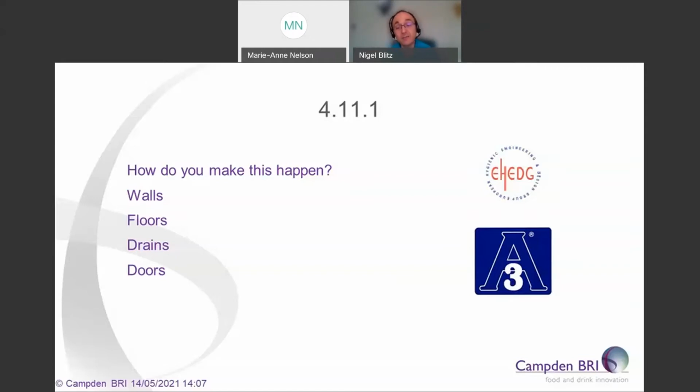So ideally, you need to be looking for the EHEDG or the 3-A logo when sourcing materials for your factory. So walls, they must be light colored, dense, tough and impact resisting, durable, rust-proof and dust-proof, and be able to withstand the cleaning chemicals and methods used within the food industry. They also must be impervious, non-absorbent, washable, water repellent, and constructed from non-toxic materials. Fairly simple when you think about it.